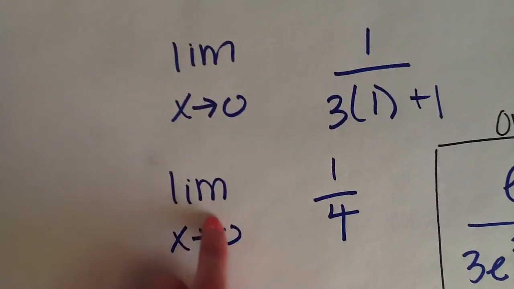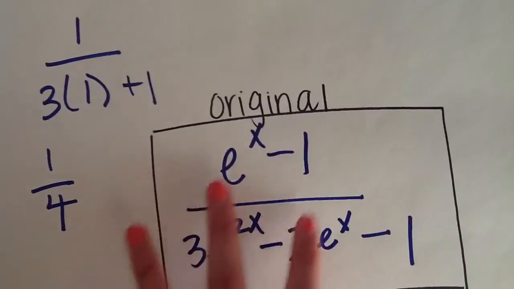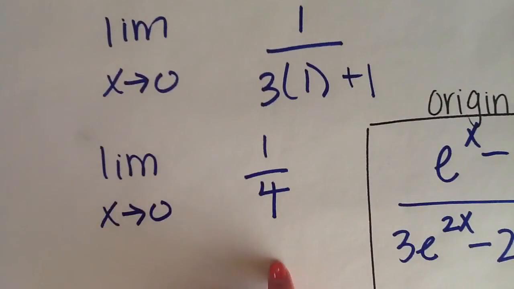So the limit as x approaches 0 of our original function comes out to be 1/4. And that is how you solve it.